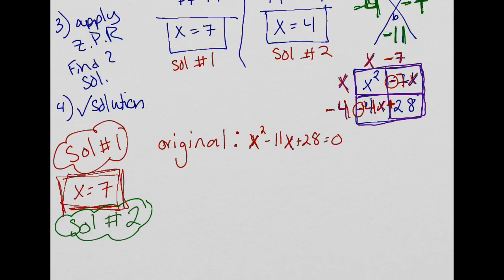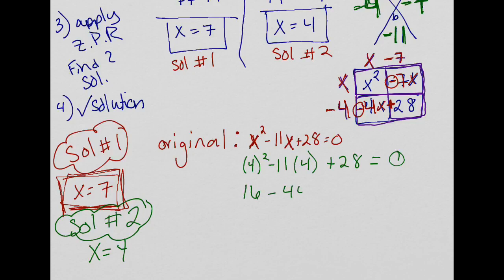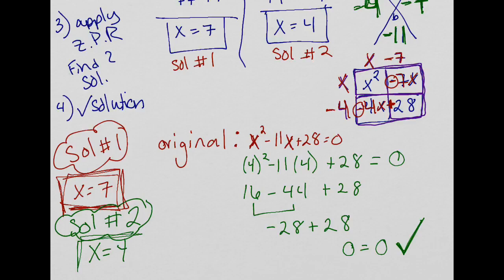So our second solution was x equals 4. I'm going to plug it into the original equation everywhere there was an x, and then simplify to see that it is 0. 4 squared is 16. Negative 11 times 4 is negative 44 plus 28. 16 minus 44 is negative 28. Negative 28 and positive 28 adds up to 0. So the left and right hand side are equal and true. So I know I did both of my answers correctly.